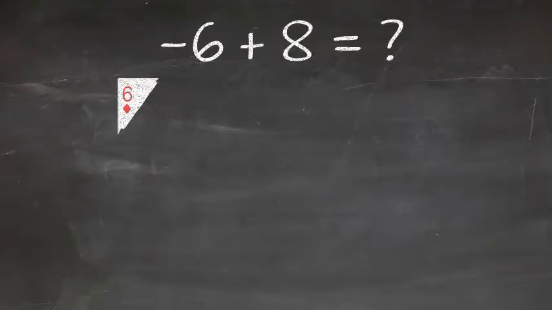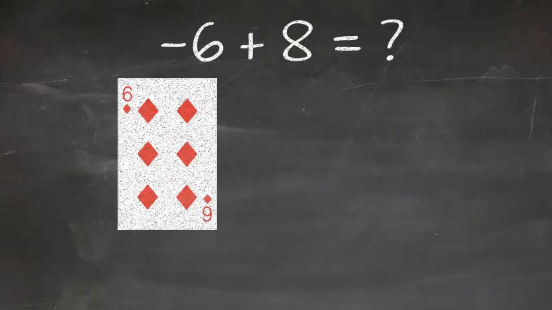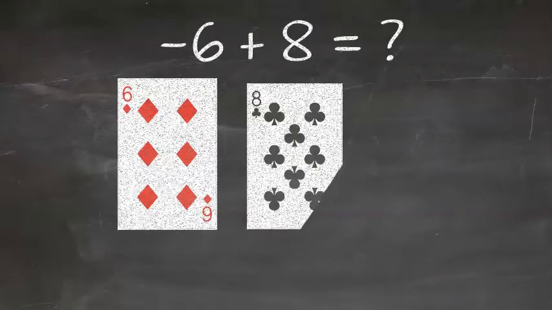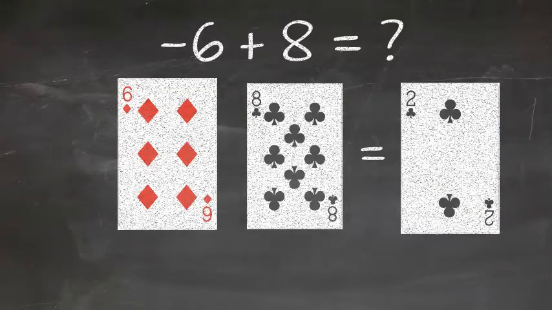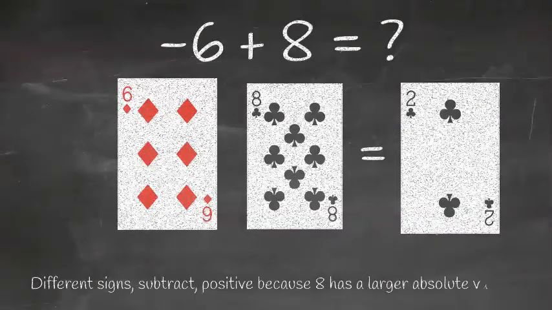In this example, -6 plus 8, we have a red 6 and a black 8. Different signs, so we get +2. Different signs, subtract. It's positive because 8 is a larger absolute value.